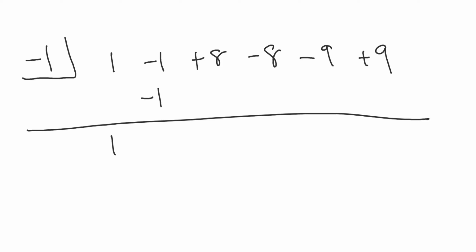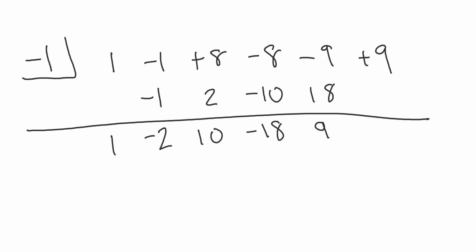-1 times 1 is -1. That gives us -2. -1 times -2 is 2, which gives us 10. -10 gives us -18. -1 times -18 is a +18, which gives us a +9. And -1 times 9 is -9, which leaves us with 0. Oh, good. That means x plus 1 is a factor.